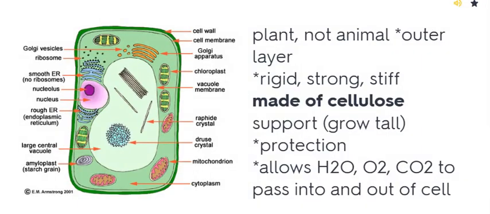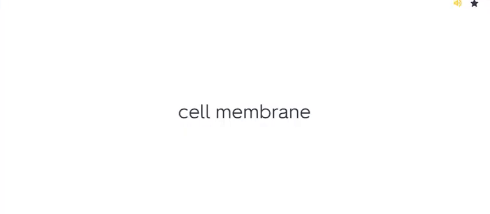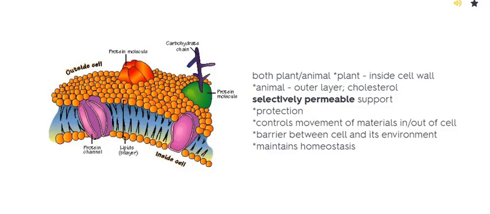Cell wall. Plant, not animal. Outer layer rigid, strong, stiff, made of cellulose. Support, protection, allows H2O, O2, CO2 to pass into and out of cell. Cell membrane. Both plant-animal. Plant, inside cell wall. Animal, outer layer. Cholesterol, selectively permeable. Support, protection, controls movement of materials in and out of cell. Barrier between cell and its environment, maintains homeostasis.